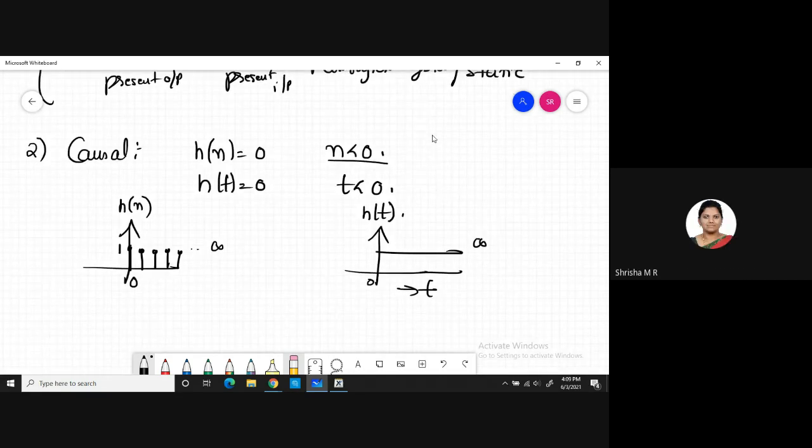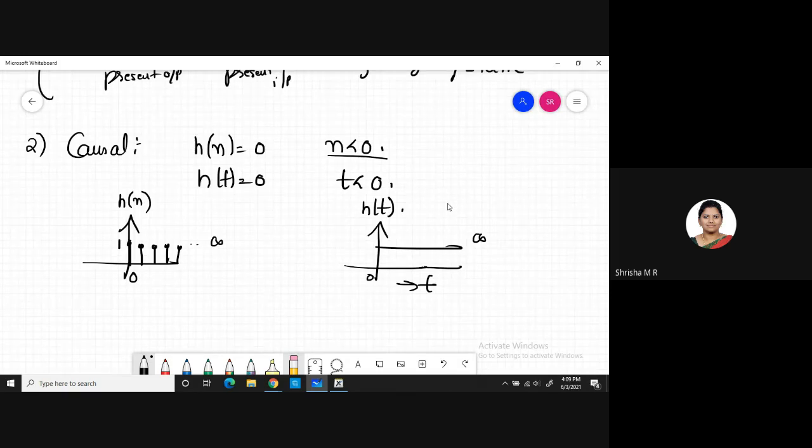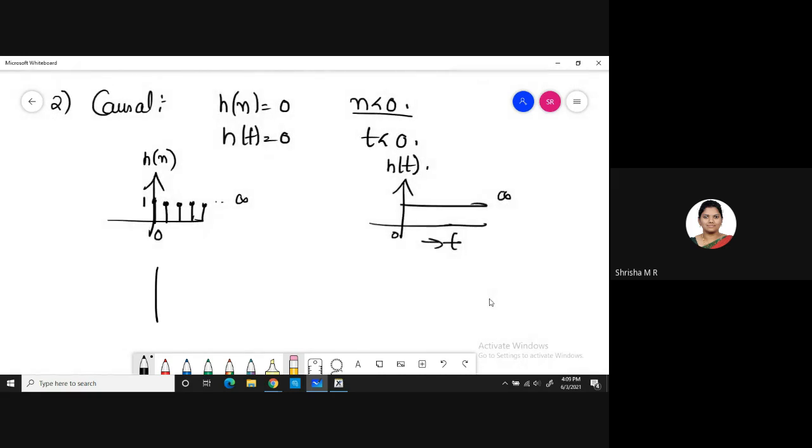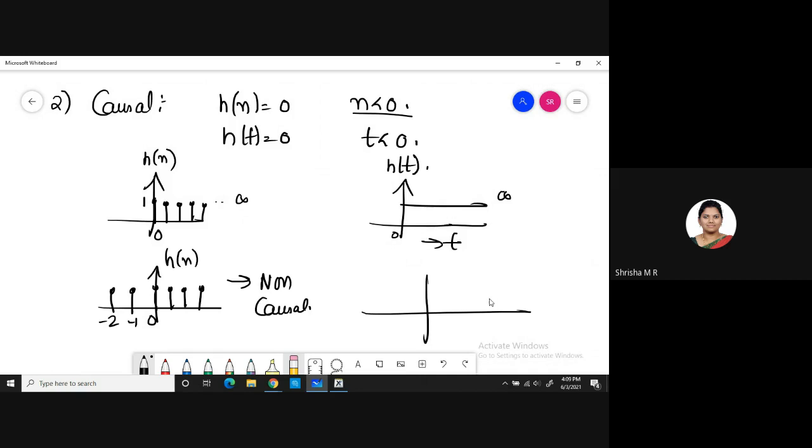So when do we call it non-causal? If there are any samples, suppose you have some samples here also, to the left of n is equal to 0, then it is non-causal. Suppose h of t, we'll take one example. If this waveform starts from 0 and goes up to infinity, then it is causal. If you have a waveform to the left also, then it is non-causal. Understood?